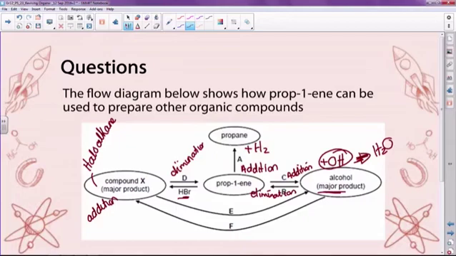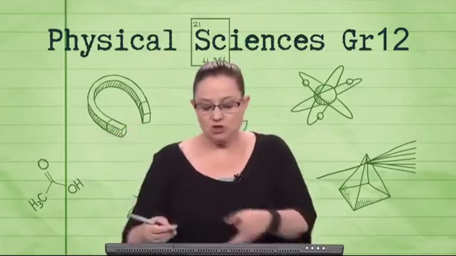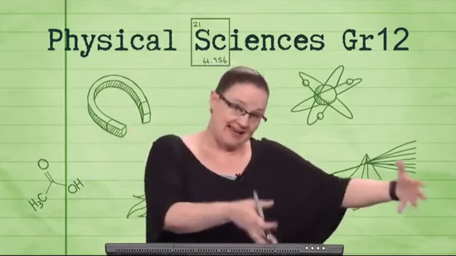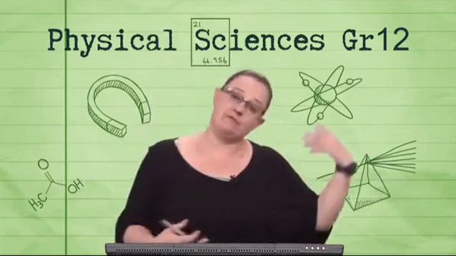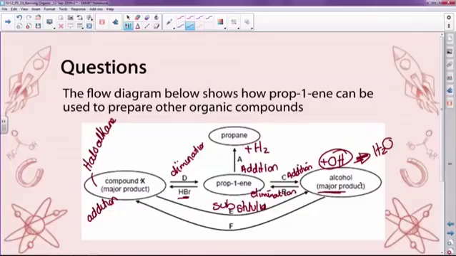So E has to be substitution. In fact, E and F have to be substitution because from X to the alcohol, I'm taking a hydrogen and a bromine off and I'm going to replace it with an OH. From the alcohol to compound X, I'm taking the OH off and I'm going to replace it with the bromine. Okay. So that's fairly straightforward. I'm not going to worry too much at this point about the major products because they may or may not ask it. So in terms of where we're going, we've got what is happening.